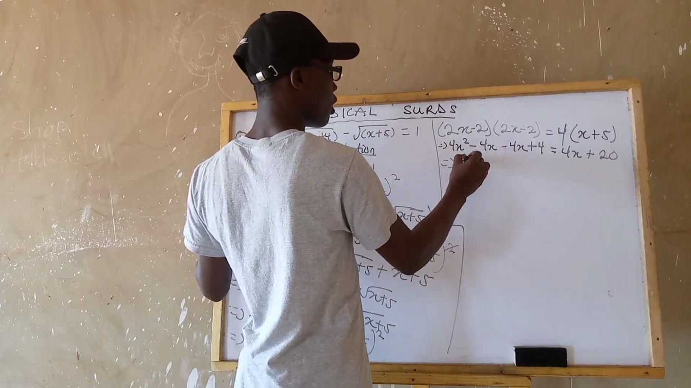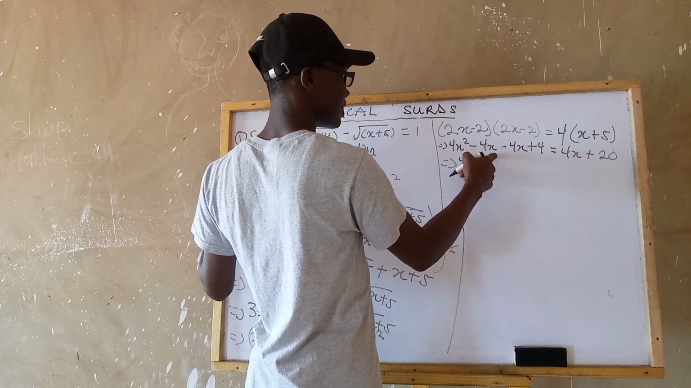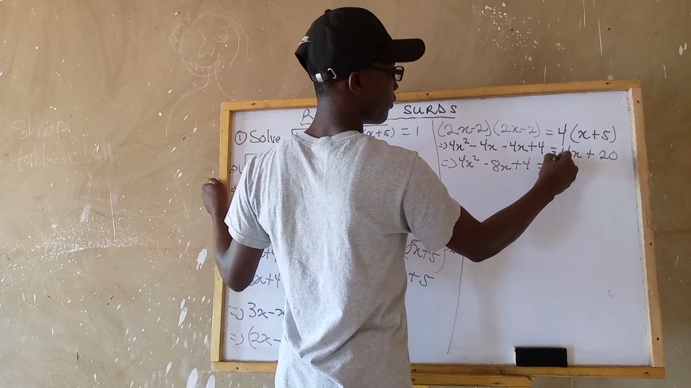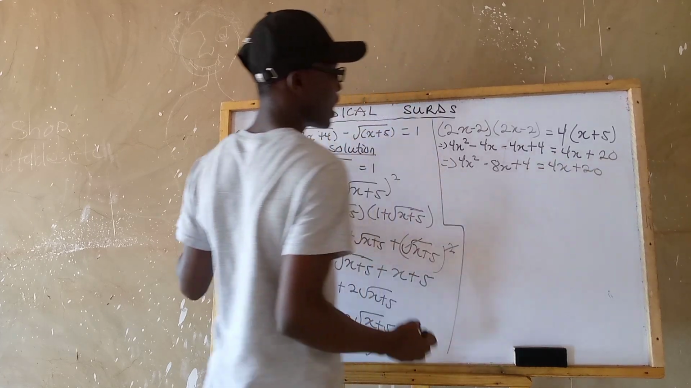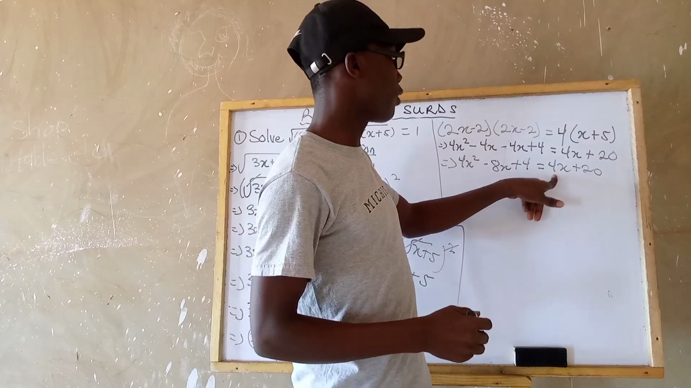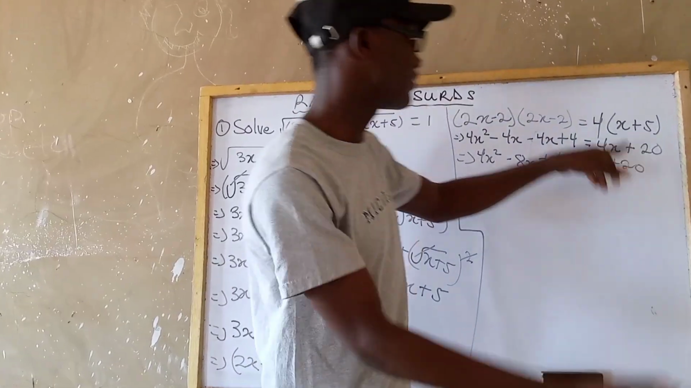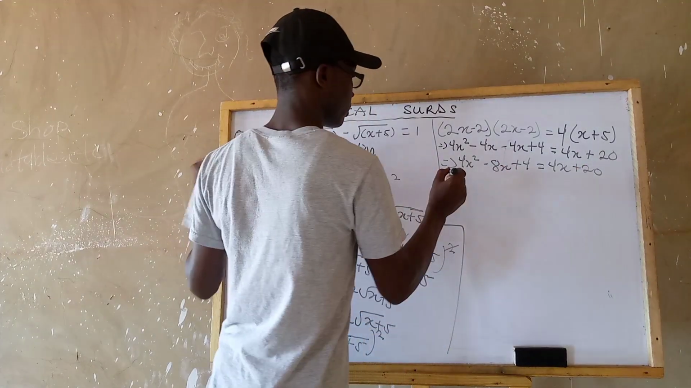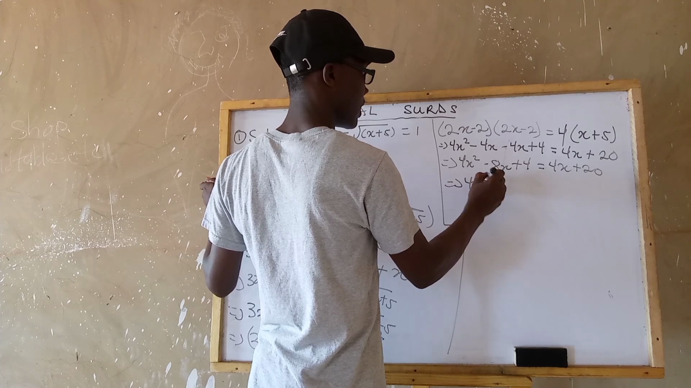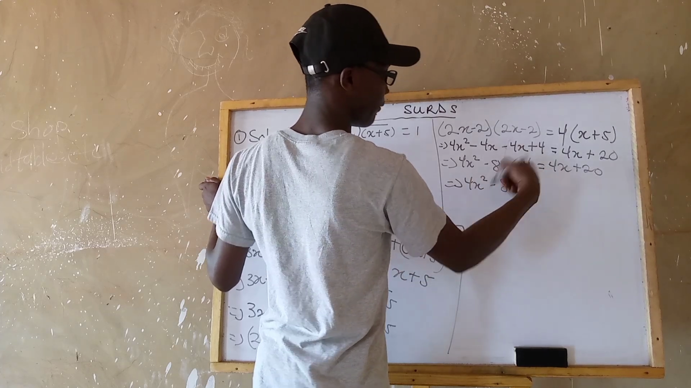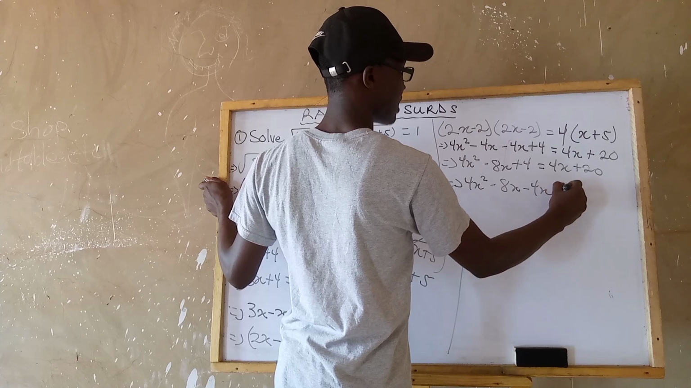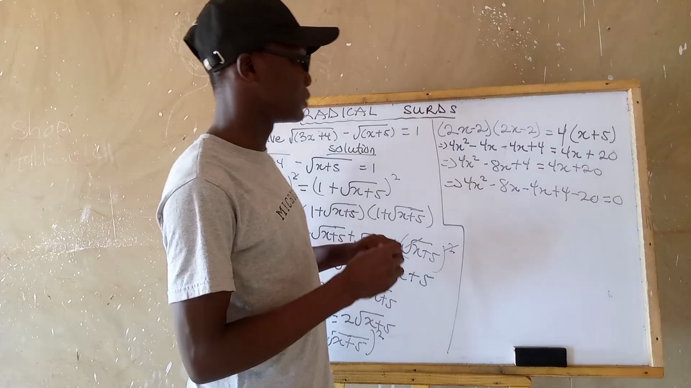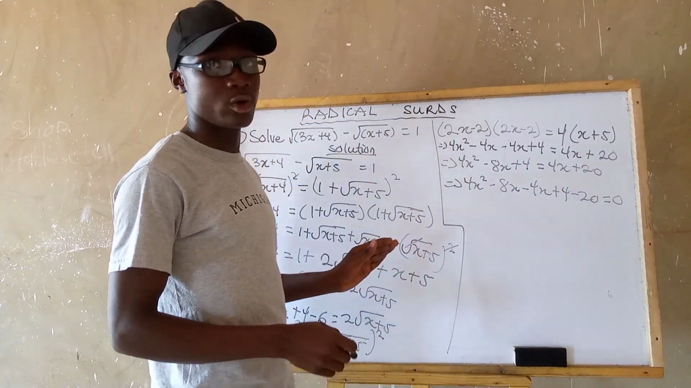Now we have 4x squared. So negative 4x minus 4x gives us negative 8x plus 4 is equal to 4x plus 20. Now we have to transpose 4x plus 20 to the left hand side of the equation for the right hand side to be 0. So now we have 4x squared minus 8x. Let's bring the 4x, giving us negative 4x plus 4, then minus 20 to give us 0, because you have transposed all the terms to the left hand side of the equation.